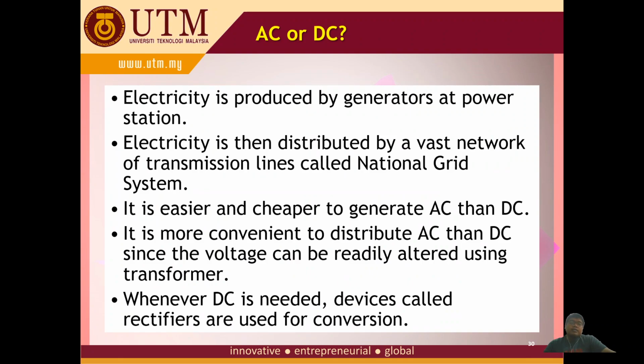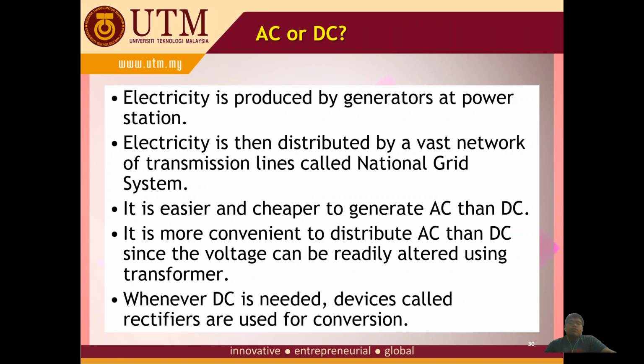So next is AC or DC. Electricity is produced by generators at the power station. The generation side produces the electricity, and then it is distributed by a vast network of transmission lines, normally called the national grid system. In Malaysia we call it the grid. It is easier and cheaper to generate AC than DC. So basically, generating AC is much cheaper compared to DC at that time.